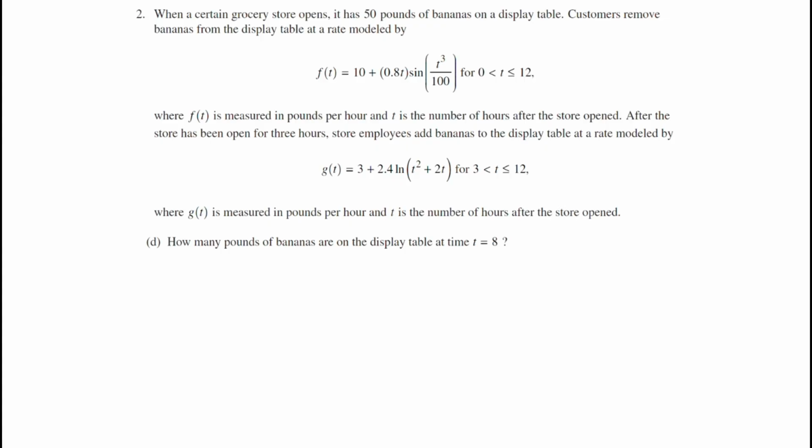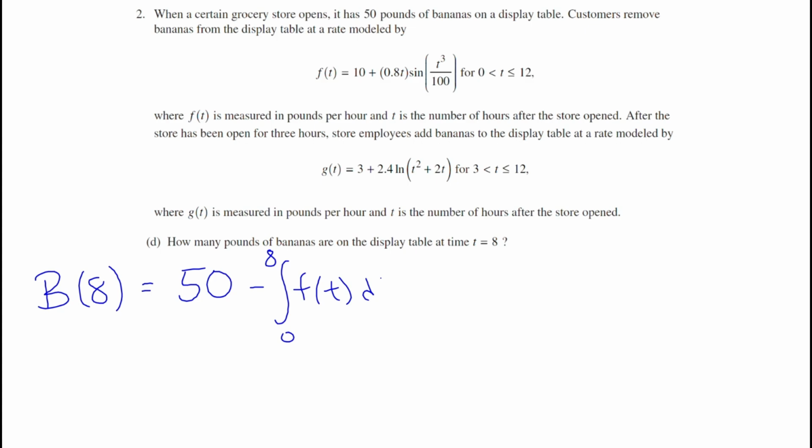And here in part D, we want to know how many pounds of bananas are on the display table at t equals 8. Well, we already wrote a function to represent pounds of bananas on the table. That was function b. b of 8 is what we're looking for. So b of 8 should be 50 minus the integral from 0 to 8 of f, and then plus the integral from 3 to 8 of g.